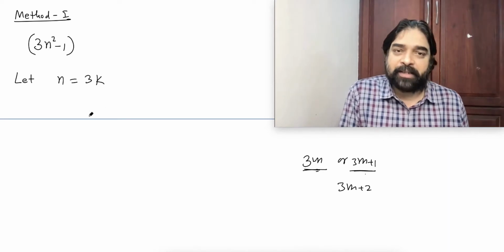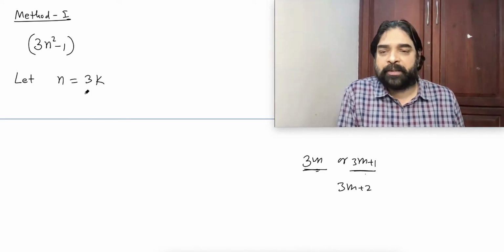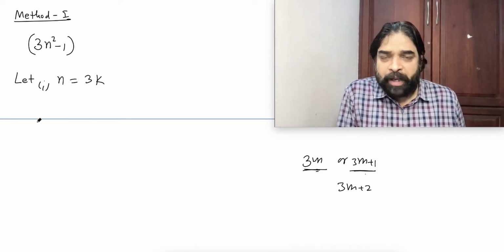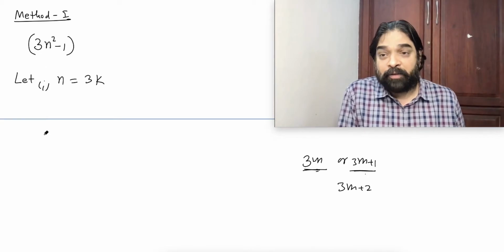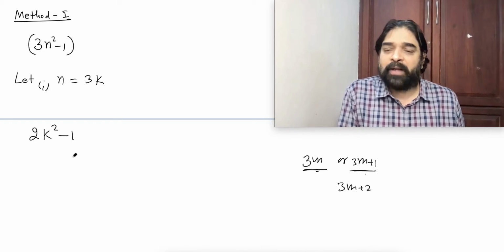M or k doesn't matter. 3 into some integer. So n equal to 3m, if you will put it, what you will get? You will get 9k square. So that will become what? 9 and 27k square plus minus 1.